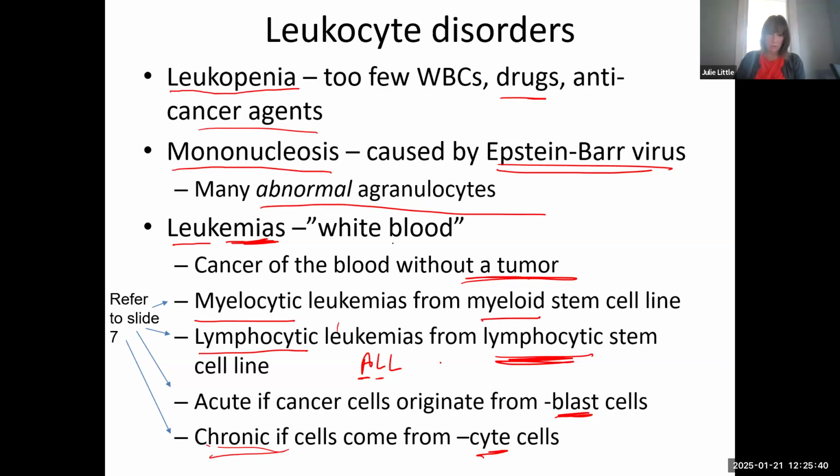If you had acute myelocytic leukemia, then it would come from this myeloid stem cell, that little line of origin, and it would come from the blast cells within that line. If it's down further, from the cyte cells, you would get a chronic leukemia. Elderly, more likely, whereas acute is more likely happening in the young.